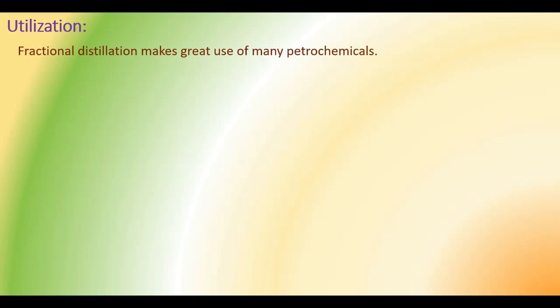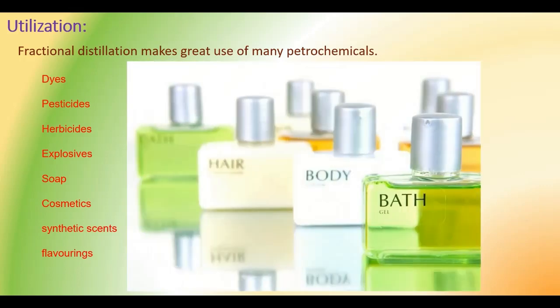The products obtained from all the components after fractional distillation of petroleum are called petrochemical components or petrochemicals. These petrochemicals include certain dyes, pesticides, herbicides, explosives, different types of soaps, cosmetics, synthetic scents, and flavorings. The important part is that all of these things are necessities of life, and the lifestyle of this era could not be imagined without the use of all of these petrochemicals obtained from the fractional distillation of petroleum.